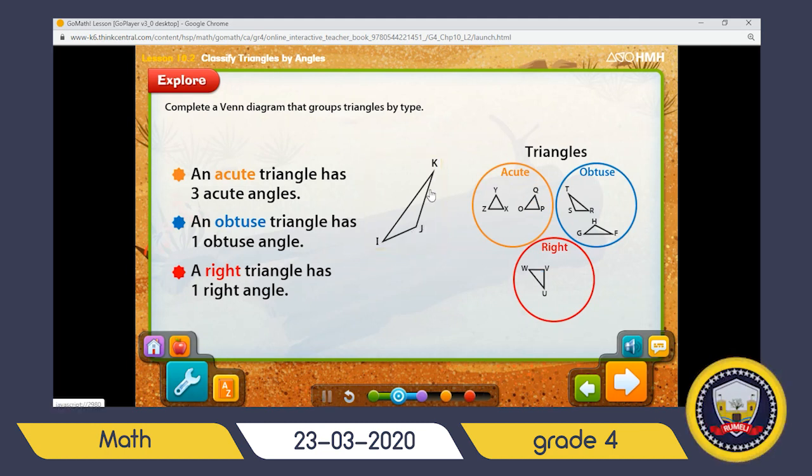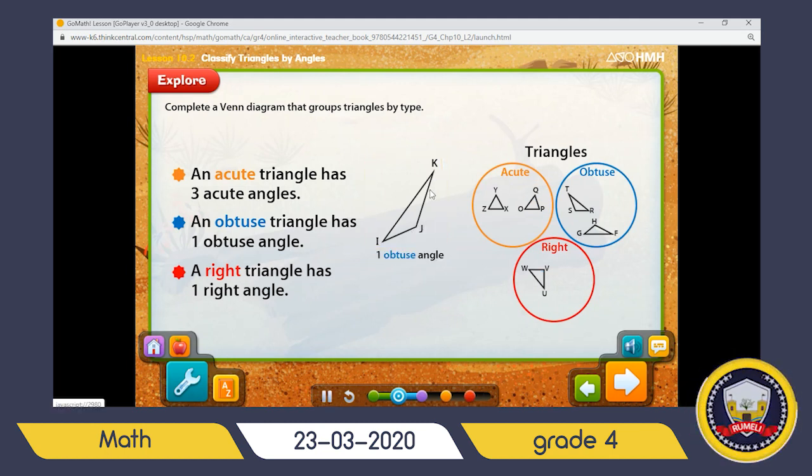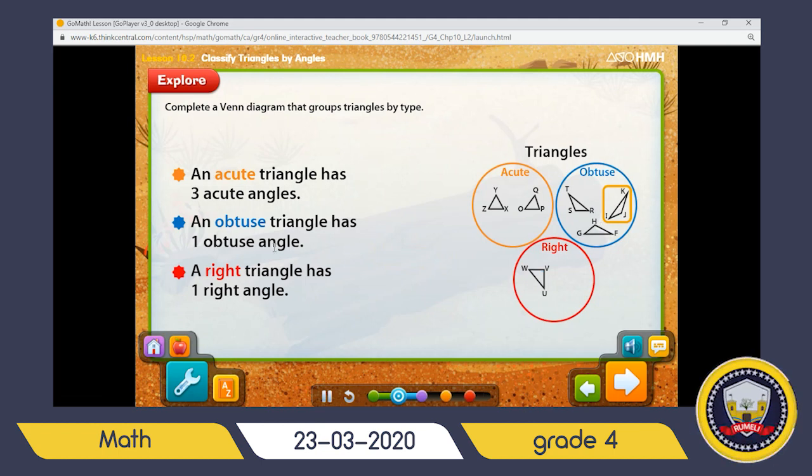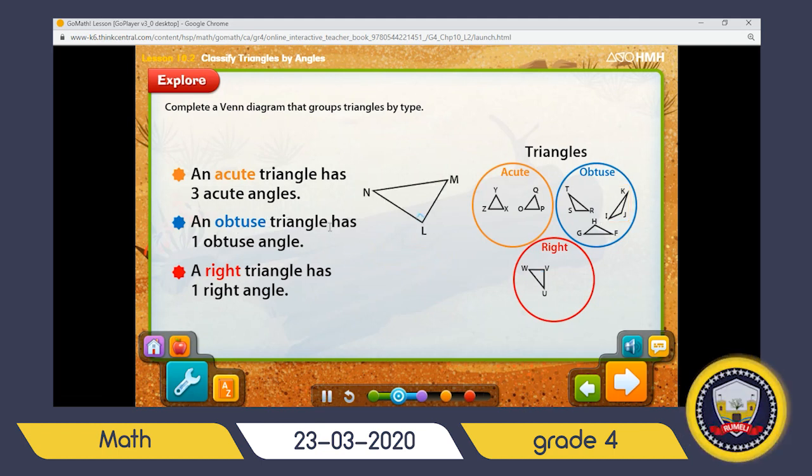IGK. So how can I know it? One of them is an obtuse angle. If one of them is an obtuse angle, we will say it is an obtuse triangle. Check it. An obtuse triangle has one obtuse angle.